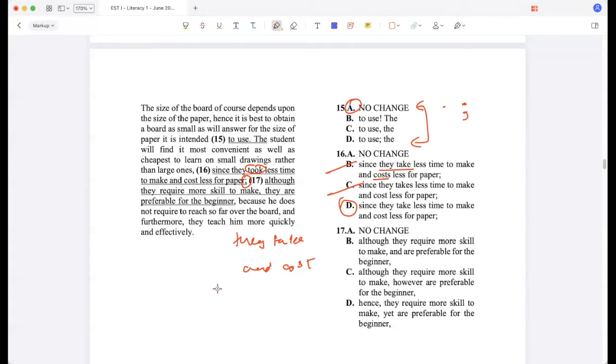Although they require more skill to make, they are preferable for the beginner because he does not require to reach so far above the board, and furthermore, they teach him more quickly and effectively. Yeah, so I don't need and are preferable, however, and yet, that is understood. So just A.